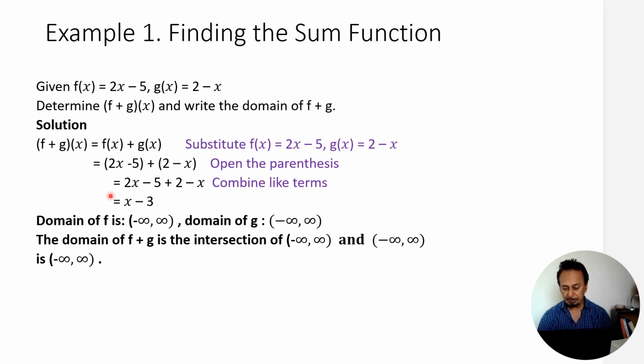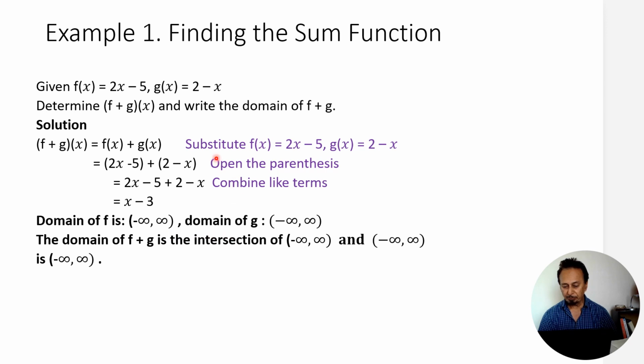Now we just open the parentheses. You have 2x minus 5 plus 2 minus x. We can combine the like terms: 2x minus x is x, and minus 5 plus 2 is negative 3. The next thing we're going to do is find the domain of this f plus g defined over x. But we need to know the domain of the original functions. The original function f is a linear function, a polynomial, and we know the domain of a polynomial function is all real numbers. In interval form, you can write negative infinity to infinity.